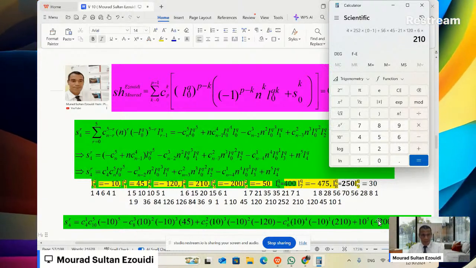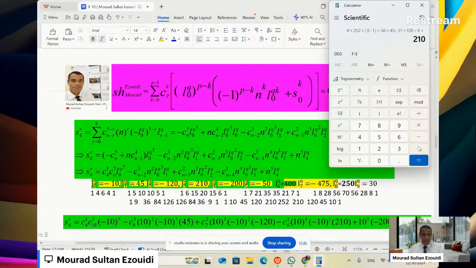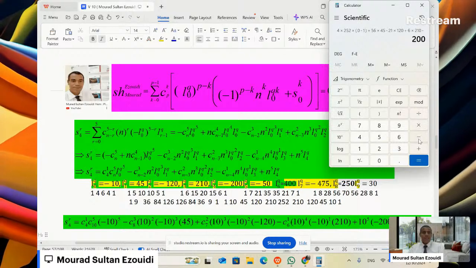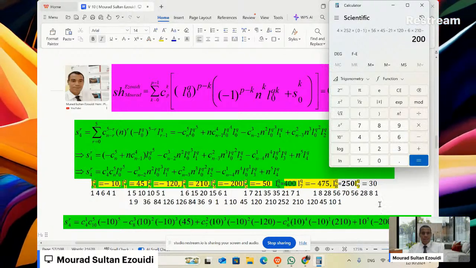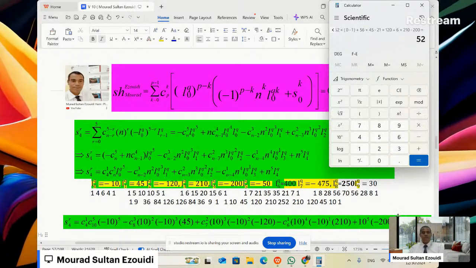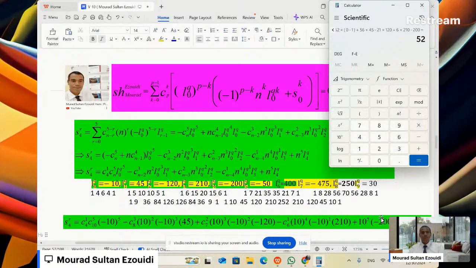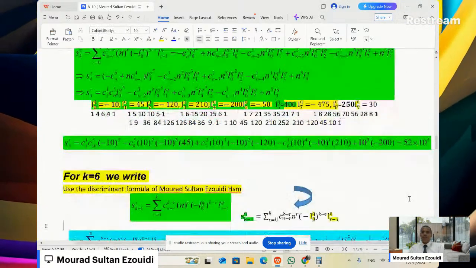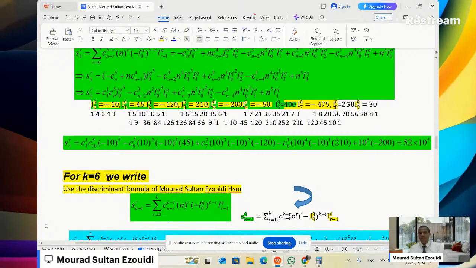Then minus 200. Then minus 200. Okay. Multiply by what? The rest multiply by 10 raised to the power 5. So this one equals 53 times 10 raised to the power 5, because from the beginning we thought that 10 raised to the power 5 is the common factor. Okay. Now the rest for k equals 6, then we'll obtain.